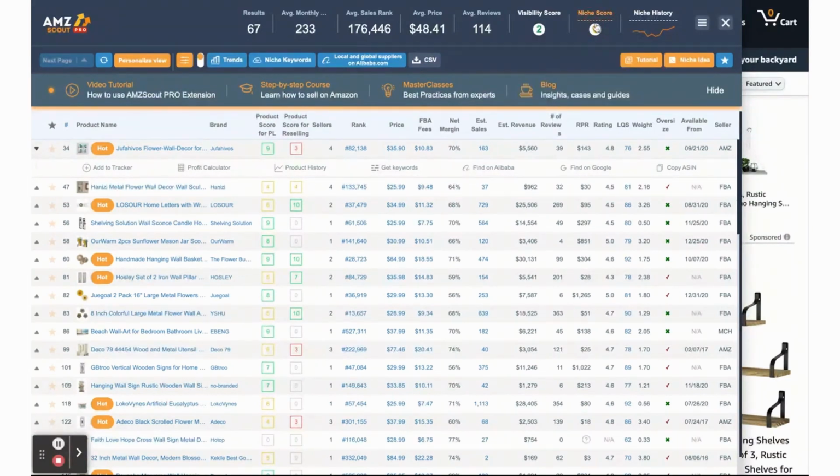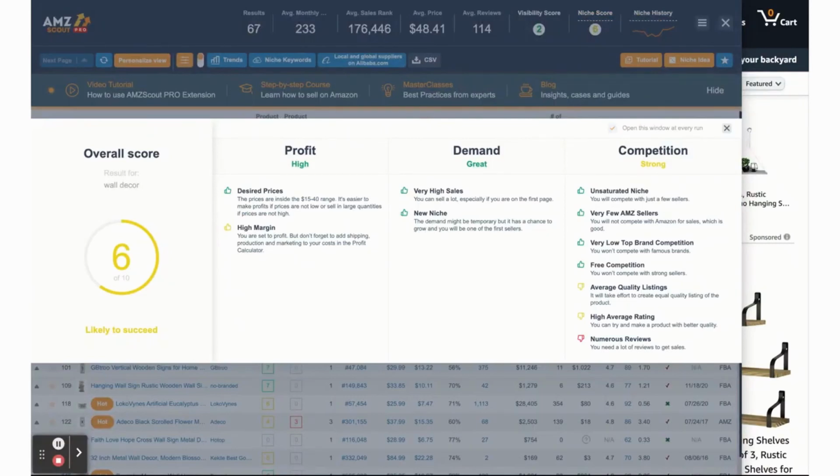The niche score, when I click on it, just gives me an overall idea as to how likely I am going to succeed in this specific niche. The higher the rating, as you see here, it's a 6 out of 10. The higher the rating, the more likely that you are going to be successful in this niche. And the things that I look for are the ones that have either orange or red signs. So if you look down here under competition, the competition is strong because the product listings would have a lot of product reviews, and you are going to compete with product listings that would have a high number of product reviews. So that's something to keep in mind. Okay, so I'm going to close this now.